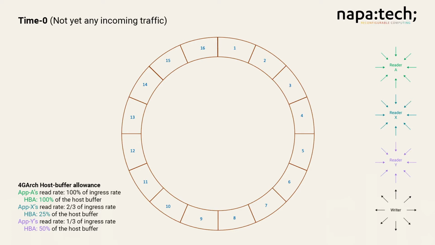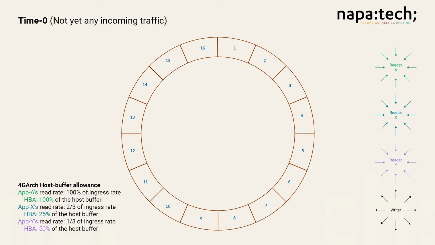The ring buffer is configured with 16 segments. 3 applications, application A, application X and application Y, are to share the received data. The most important recipient of data is application A and is assigned an allowance of 100% as it has to be capable of keeping up with the incoming traffic. The other 2 applications are not able to handle their activity at the incoming rate and will drop packets. They are granted an allowance of 25% for application X and 50% for application Y for their processing.